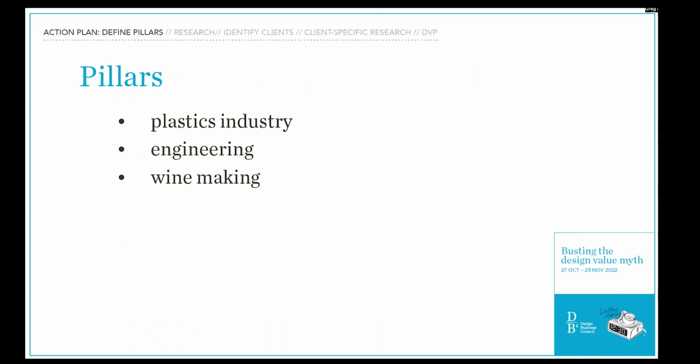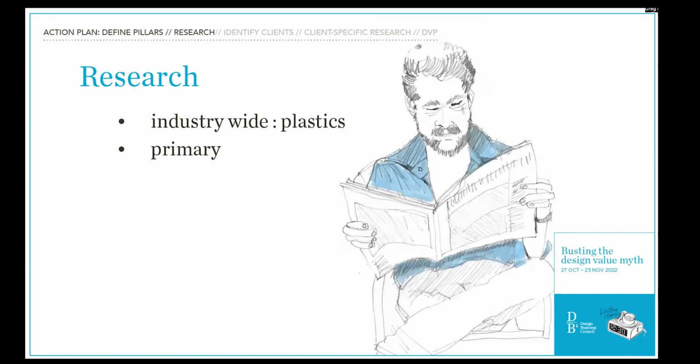The pillars thereafter, they have a plastics industry, engineering, and winemaking. So they've decided they're going to focus on plastics industry, and that's where they're going to do their research to begin with. They're going to do industry-wide research in the Australian plastics industry. Then once that's helped them identify a potential client, they're going to do primary research on that client. So we're going to take you through all this process.